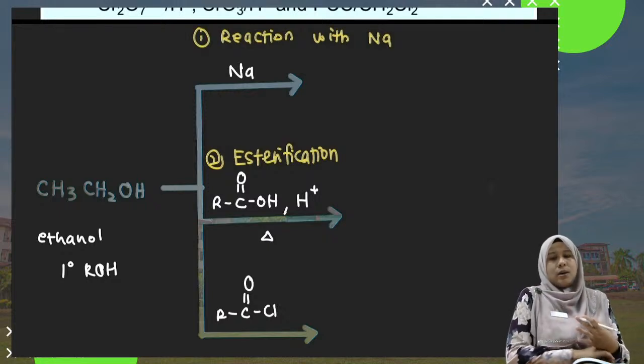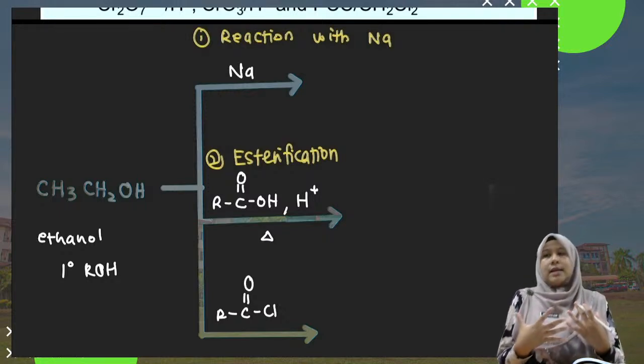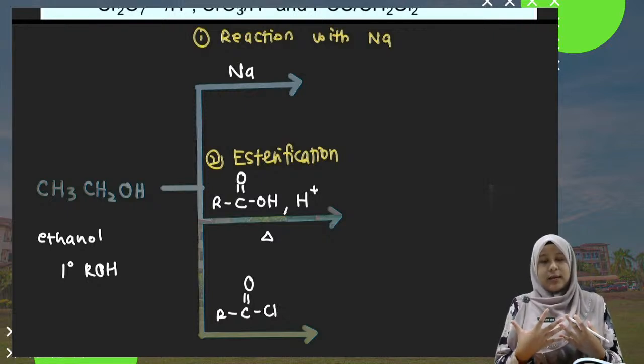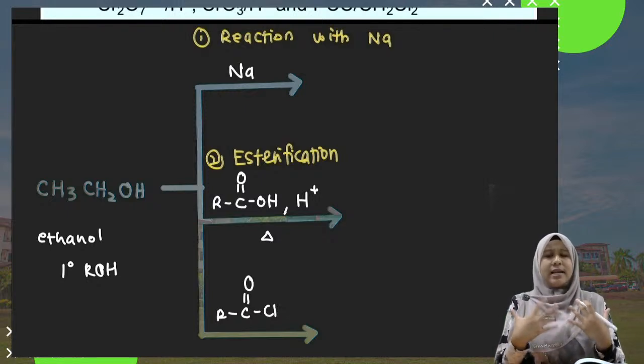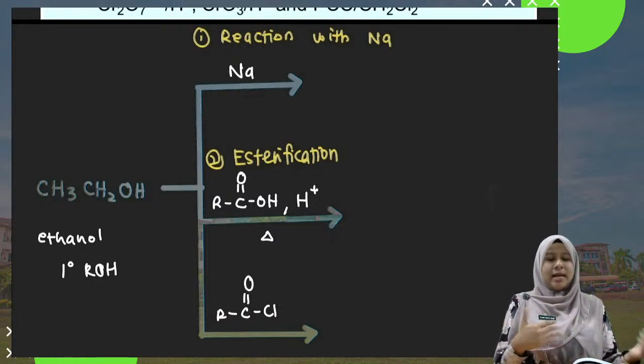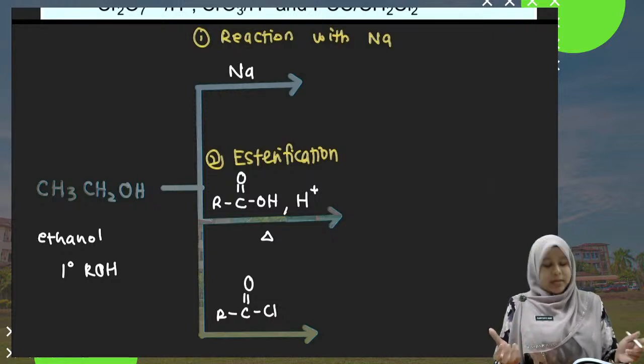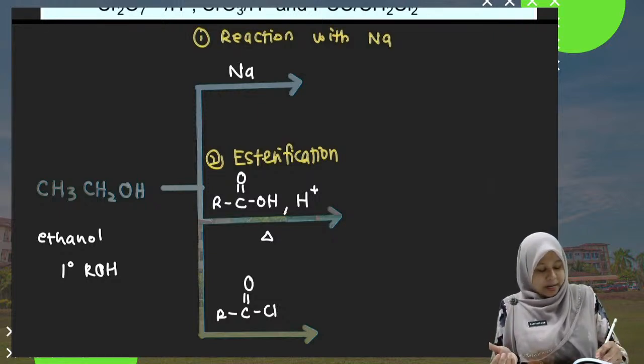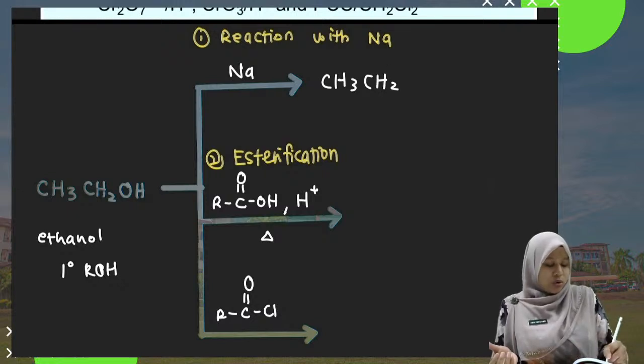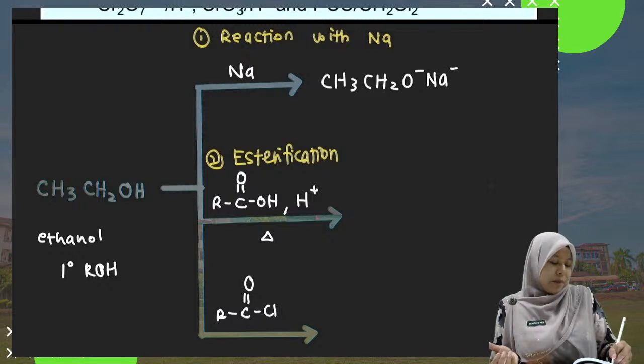Okay, alcohol kita tahu dia adalah acidic compound. So bila dia acidic, bila dia react dengan base, dia akan hasilkan salt. Dia ada reaction. So kat sini sodium metal dia adalah base. So bila dia react, apa yang kamu akan dapat? CH3CH2 maintain. O kat situ dia akan jadi O minus combine dengan Na+.